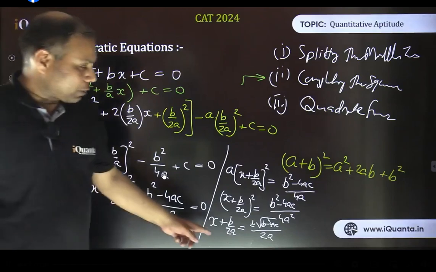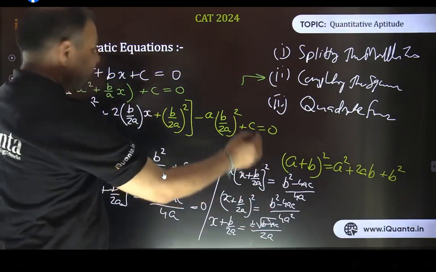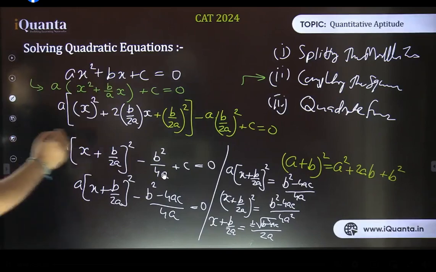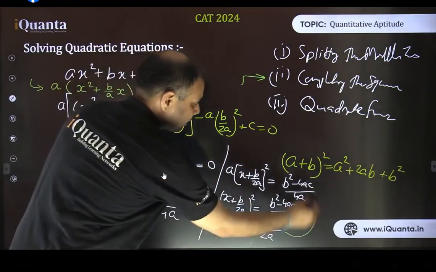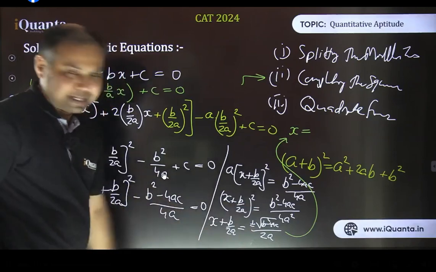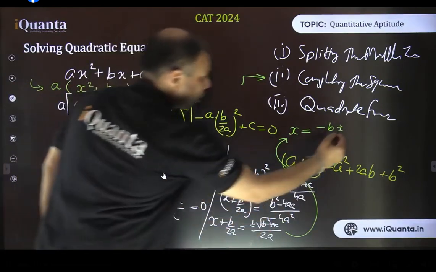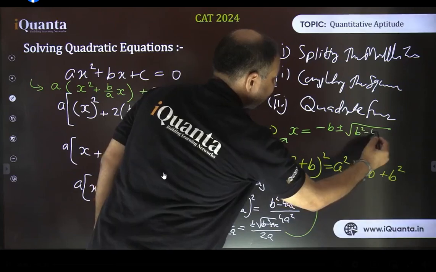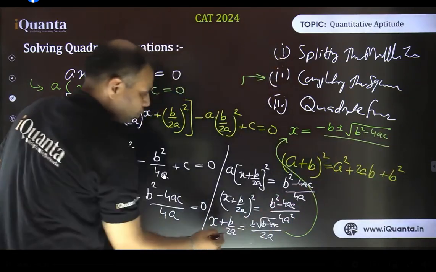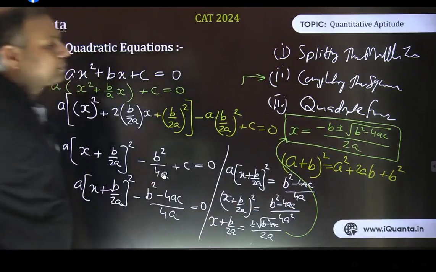And now you have reached the quadratic formula. So x will be equal to, taking this b by 2a also on that side, that is going to be our answer. Let me write it here. So x is going to be equal to how much? This b by 2a is also taken on the right hand side. It will become minus b plus minus root of b square minus 4ac upon 2a. So this part is known as the quadratic formula.